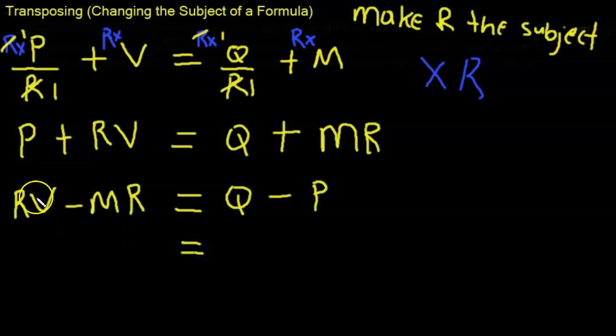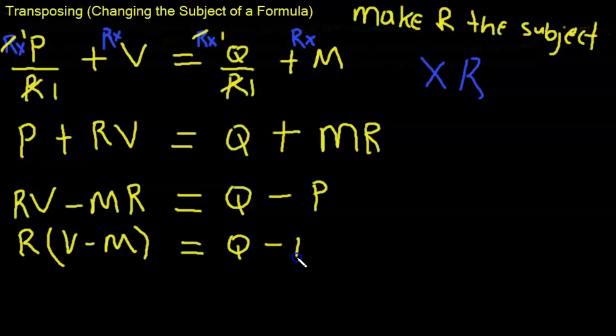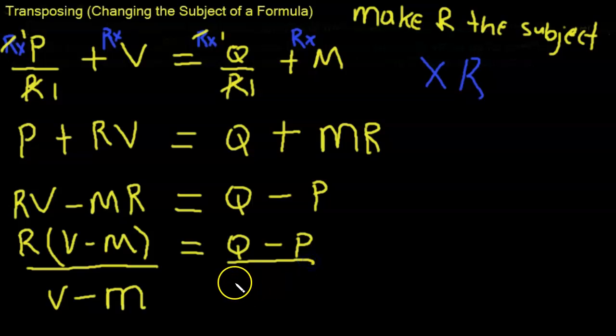Alright, so we have R in both terms, so we factor out the R. So factor R from this term, we're left with V. And factor R from this term, we're left with minus M. Equal Q minus P. And now, we want R by itself. So we need to get rid of the V minus M. So we divide both sides by V minus M.